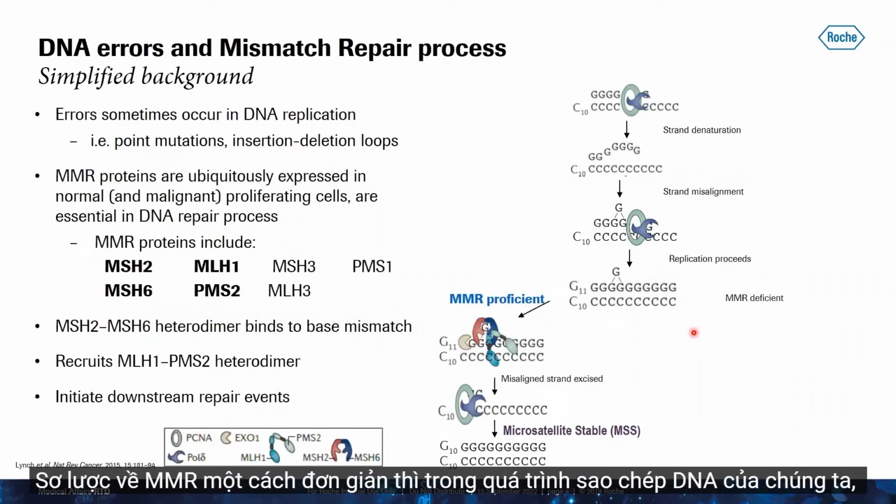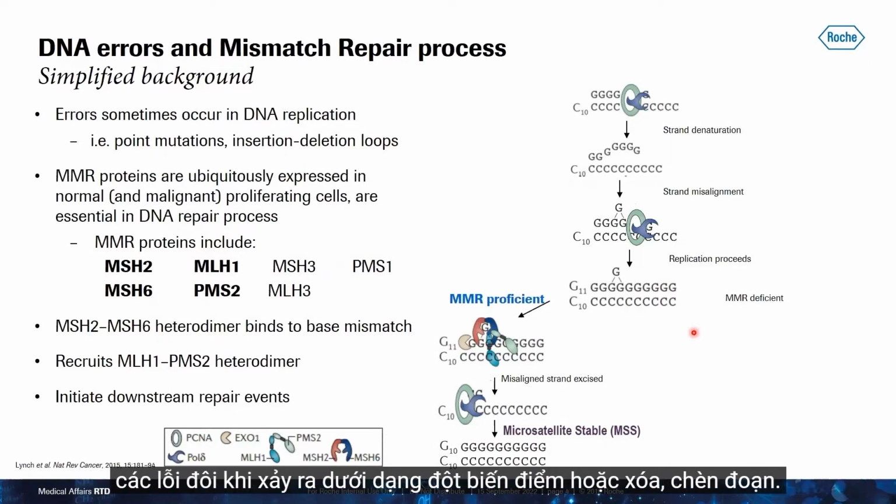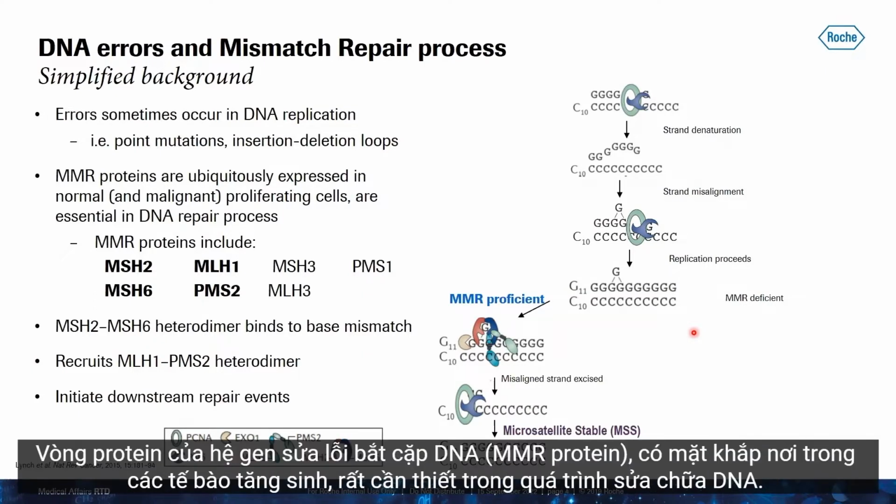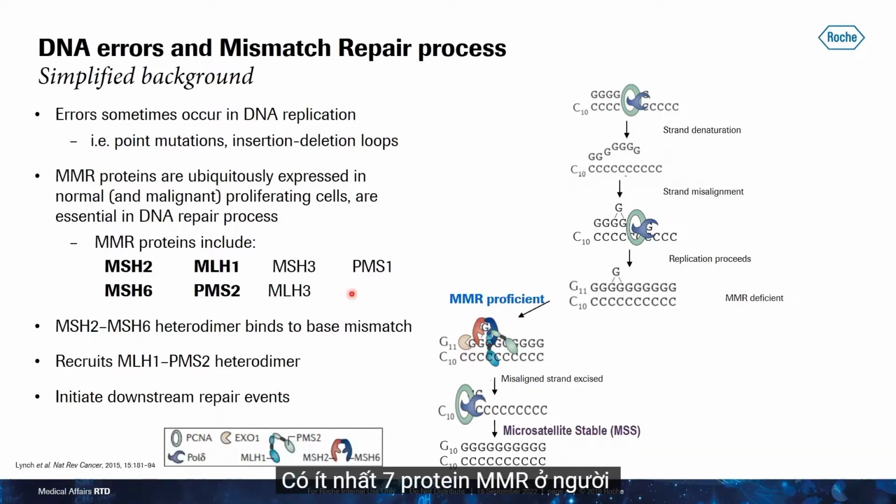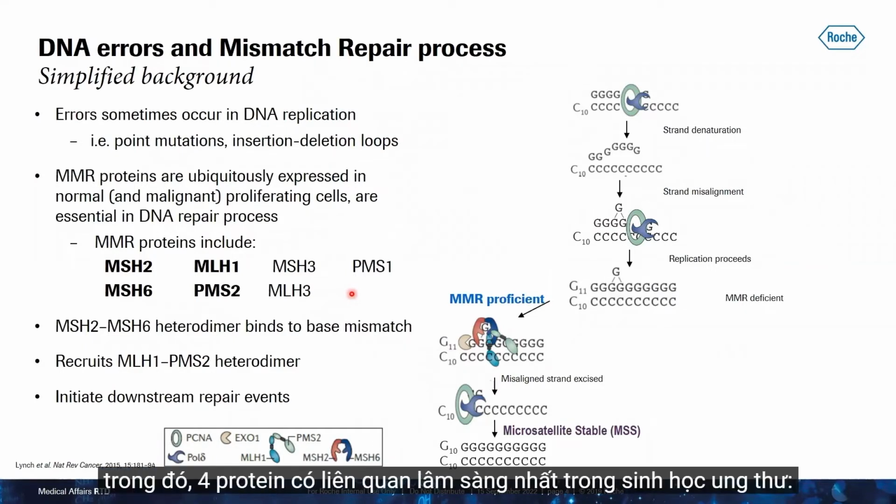So as a simplified background, in our DNA replication process, errors sometimes occur in the form of point mutations or insertion deletion loops. Mismatch repair proteins, which are ubiquitously present in proliferating cells, are essential in the DNA repair process. There are at least 7 MMR proteins in humans, of which 4 are most clinically relevant in cancer biology.